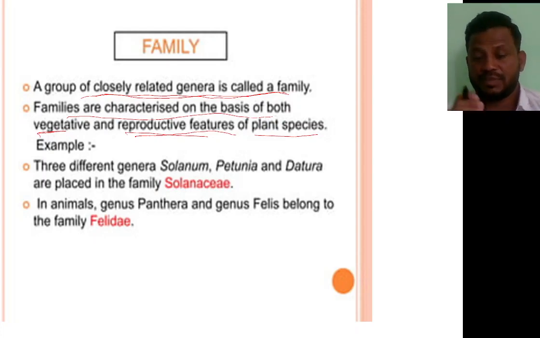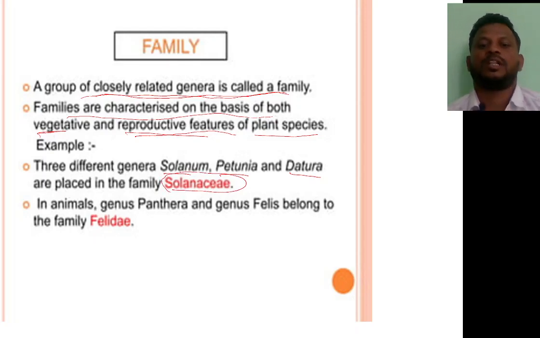Right? In plants, in some there is a sexual reproduction system. In some plants, there is a vegetative reproduction system. Okay, you recall the previous knowledge. In plants, there are two types of reproduction: one is asexual reproduction, another one is sexual reproduction. Example, the three different genera, Solanum, Petunia, and Datura, are placed in the family Solanaceae. Right? These come under the Solanaceae. In animals, the genus Panthera and genus Felis belong to the family Felidae.